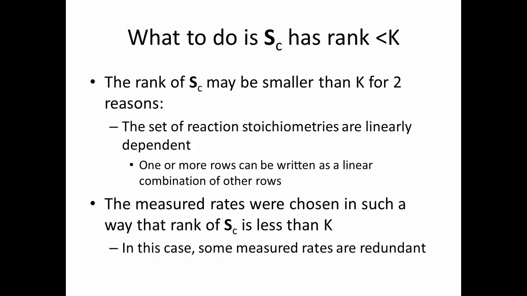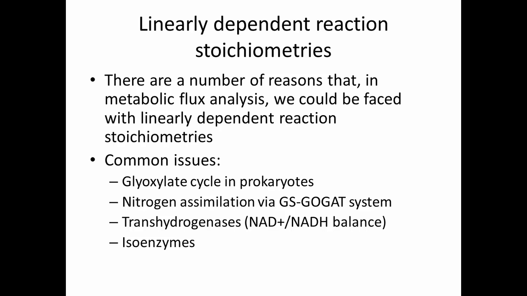Both of those result in what essentially is suddenly we have an underdetermined system. Either we've measured the wrong rates, or we are looking at reaction stoichiometries that end up being linearly dependent to each other. And how does this happen? Well, first let's talk about dependent stoichiometries. There are a number of reasons that in metabolic flux analysis we could be faced with linearly dependent reaction stoichiometries. There are common issues where this occurs that a lot of tales have been told about this.